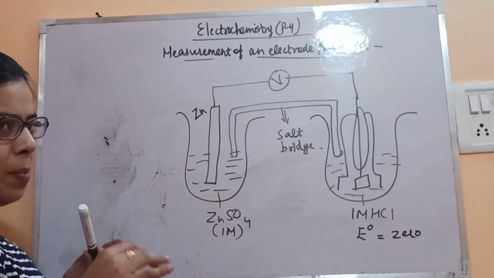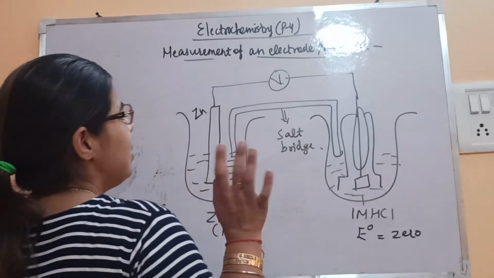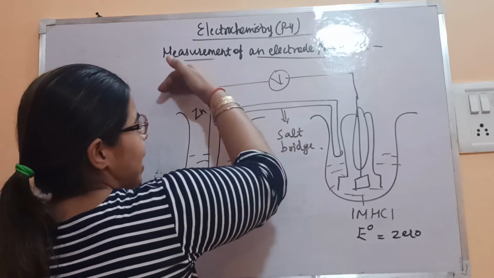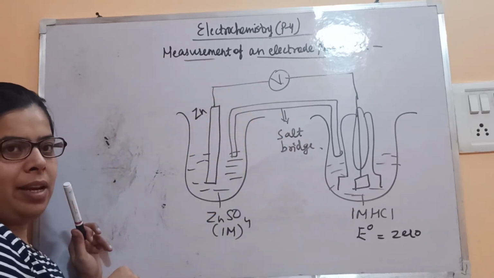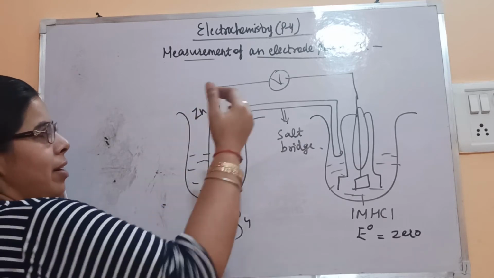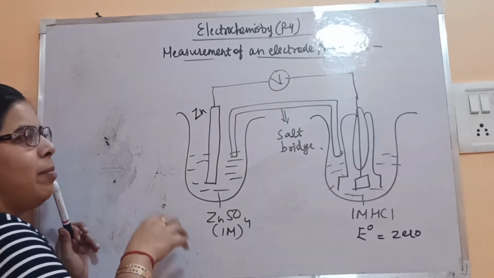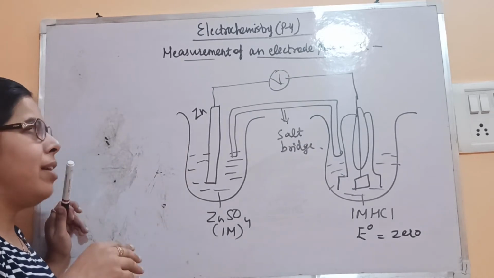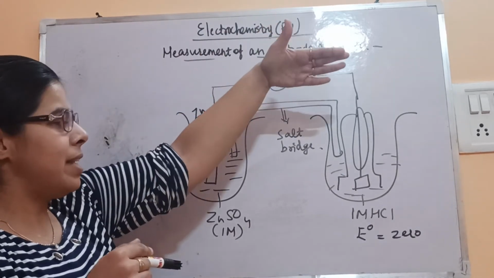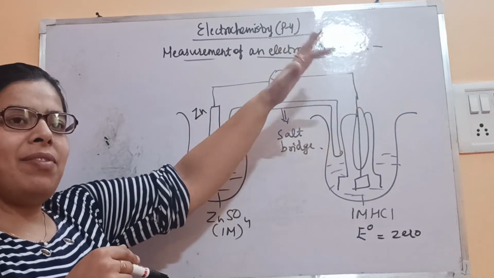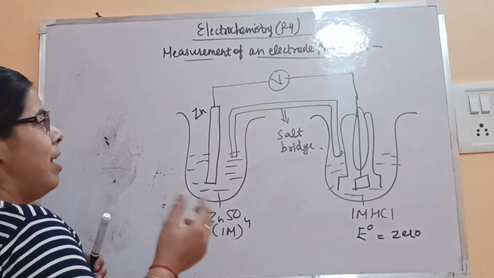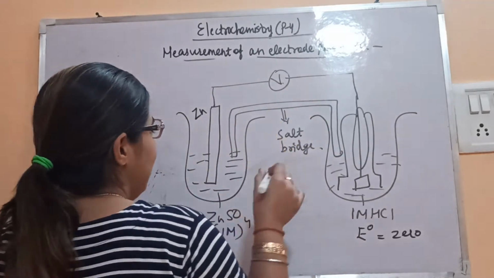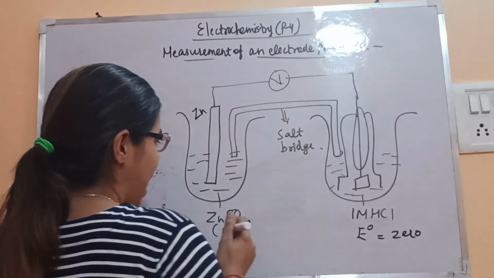What we have observed experimentally, suppose in general, if the deflection in the voltmeter is towards the zinc side, it means the current is flowing in the direction of the zinc side, so the flow of electrons will be towards the hydrogen side. And if it is vice versa, the deflection of the voltmeter will be towards the hydrogen side. Accordingly, it will act as either cathode or anode, and the flow of electrons will be from hydrogen to the zinc side. Okay, so let's see.